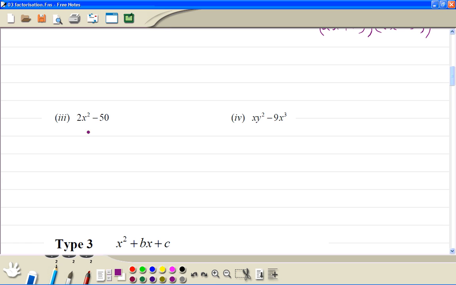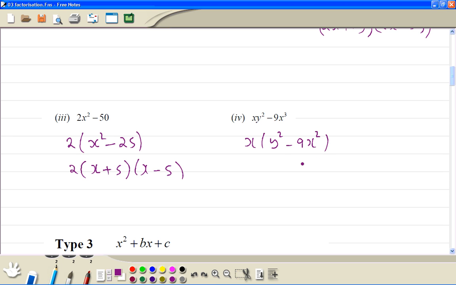2 is a common factor, so we pull 2 outside. So we have x squared minus 25. Now we use difference of two squares. So it's x plus 5 times x minus 5. x is a common factor, so it's y squared minus 9x squared. Now difference of two squares, so it's y minus 3x times y plus 3x.